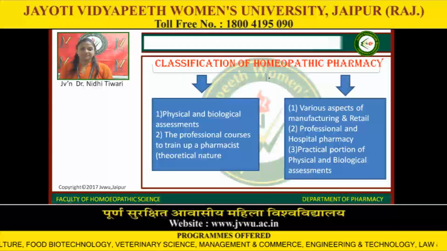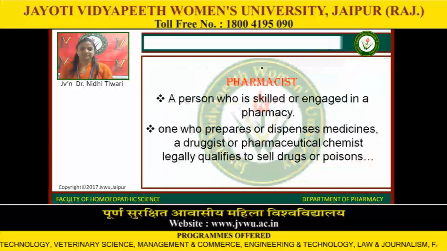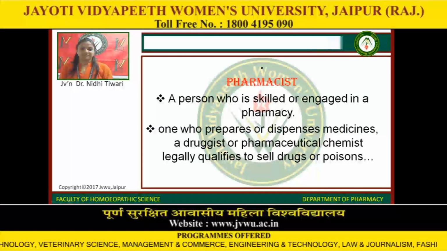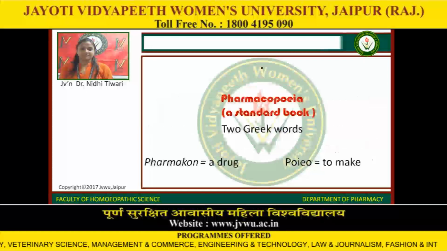Now, classification of homeopathic pharmacy. First of all, physical and biological assessments, on the basis of the professional courses to train up a pharmacist, theoretical nature. Next one, various aspects of manufacturing and retail, professional and hospital pharmacy, practical portion of physical and biological assessments. Who is the pharmacist? A person who is skilled or engaged in pharmacy, one who prepares or dispenses medicines, a druggist or pharmaceutical chemist legally qualified to sell drugs or poisons.